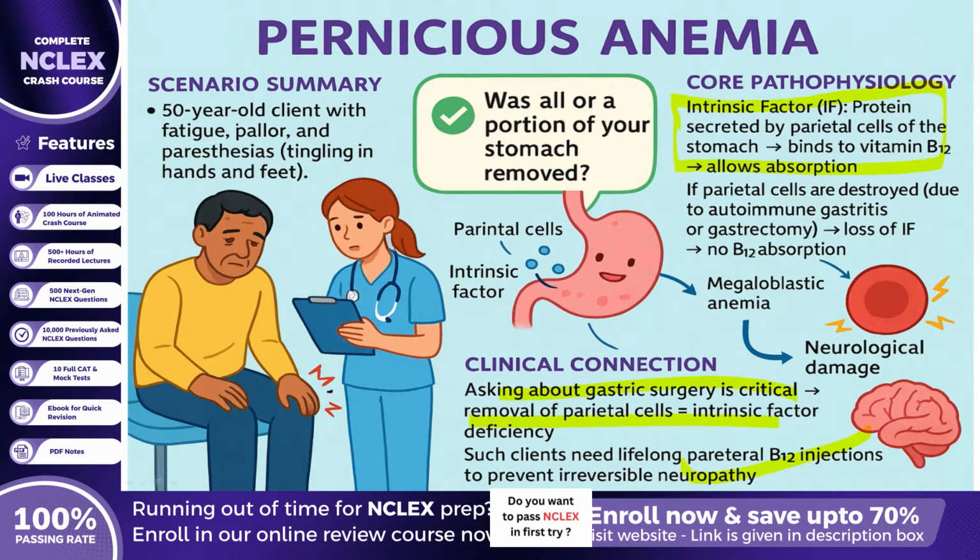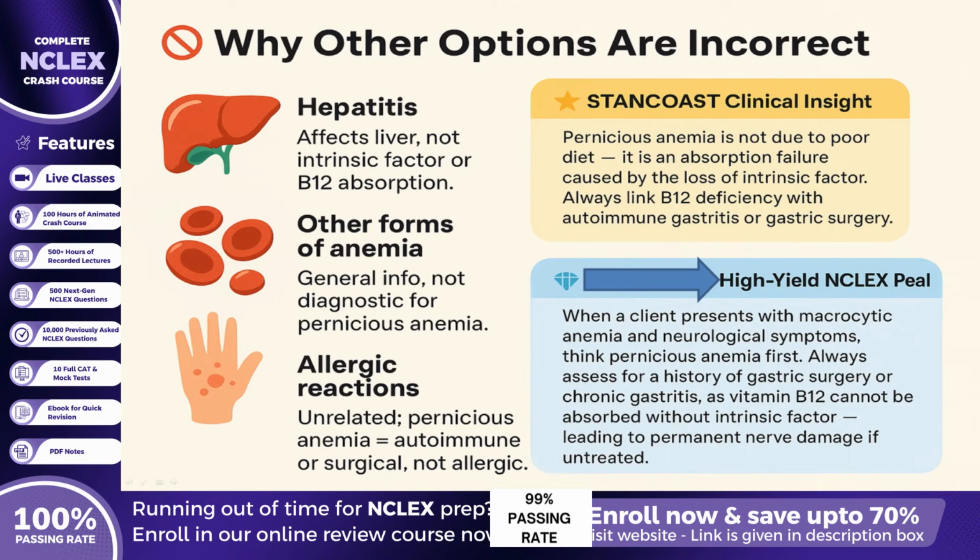In contrast, asking about a history of hepatitis, as in option 2, is unrelated to the mechanism of pernicious anemia. Although liver disease can affect folate storage and utilization, it does not interfere with intrinsic factor or vitamin B12 absorption. Similarly, option 3, inquiring about other forms of anemia, may provide general background information, but does not directly identify the underlying etiology. Lastly, option 4, which involves allergic reactions, is not relevant, since pernicious anemia results from autoimmune destruction or post-surgical changes rather than hypersensitivity.